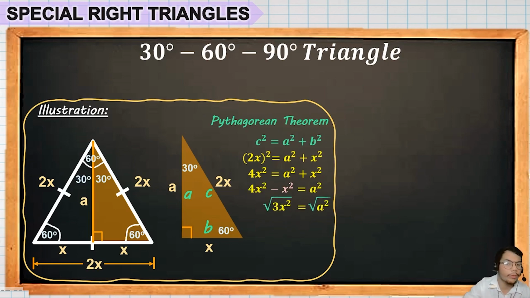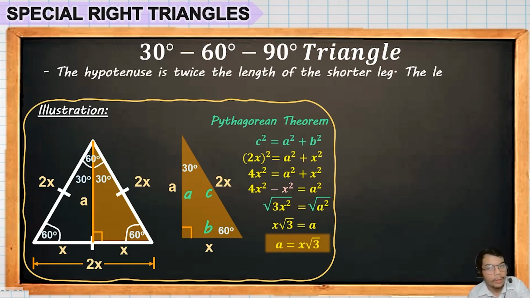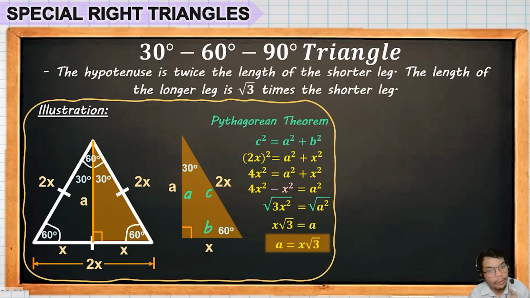If we get the square root of both sides, we can simplify the square root of 3x squared into x square root of 3. And that's going to be the value of a, x square root of 3. So what do we mean by that? That only explains the relationships between the sides of a 30, 60, 90 triangle. That is also the reason why this triangle is what we call a special right triangle.